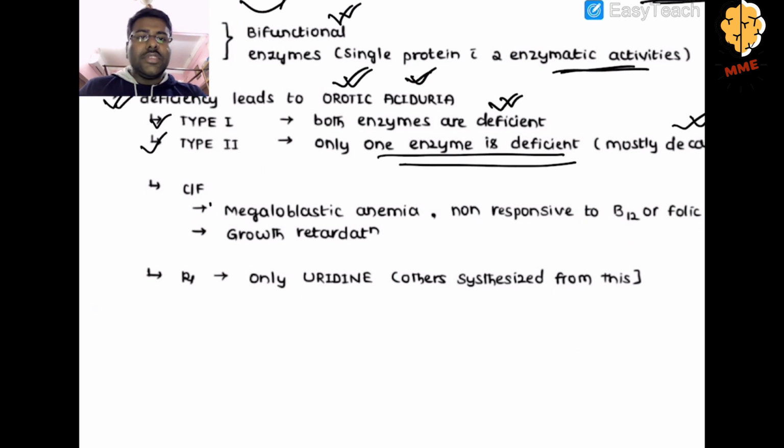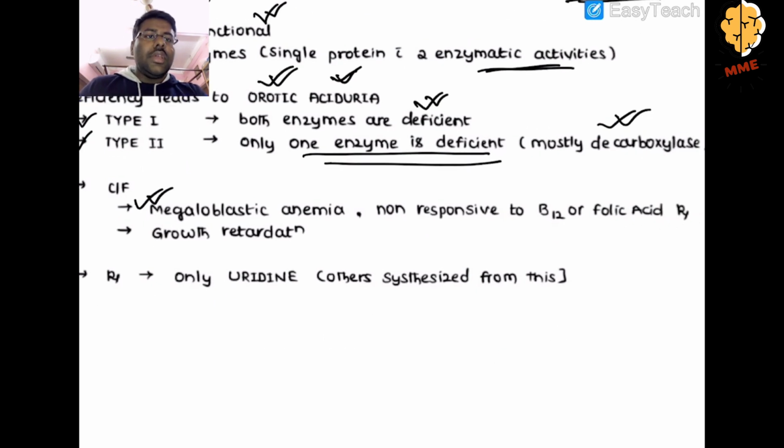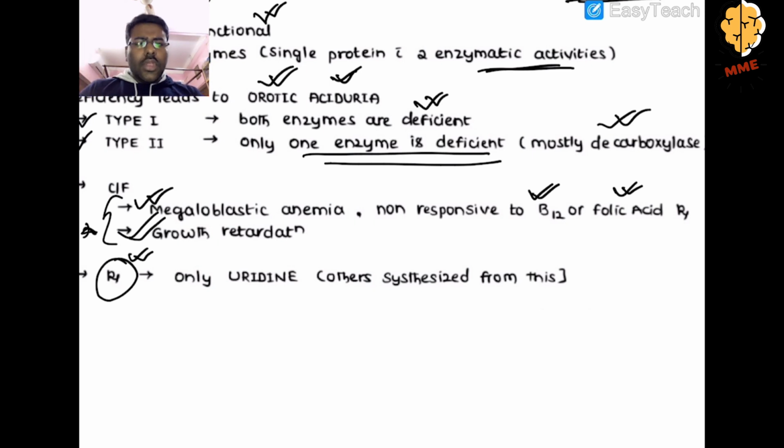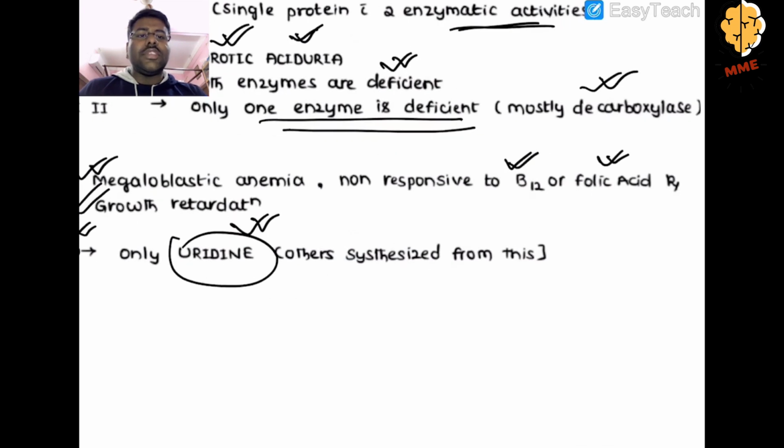What are the clinical features? Megaloblastic anemia occurs, there is no response to vitamin B12 or folic acid, and growth retardation. They are the clinical features. How do we treat them? For treatment, you have to use only uridine, because the other pyrimidines are synthesized from uridine.